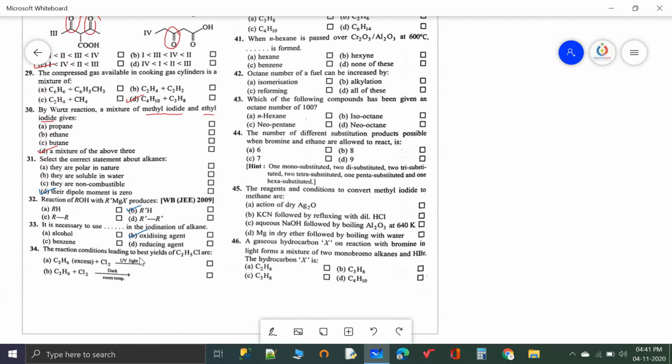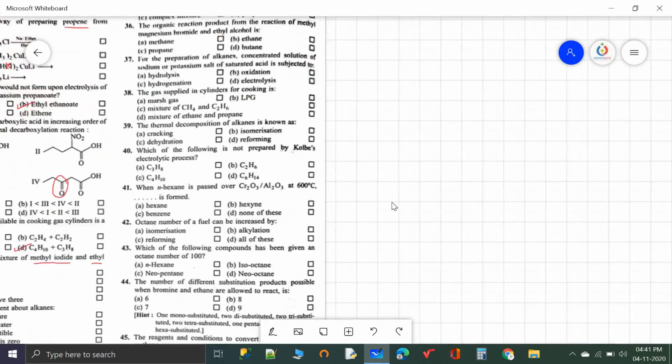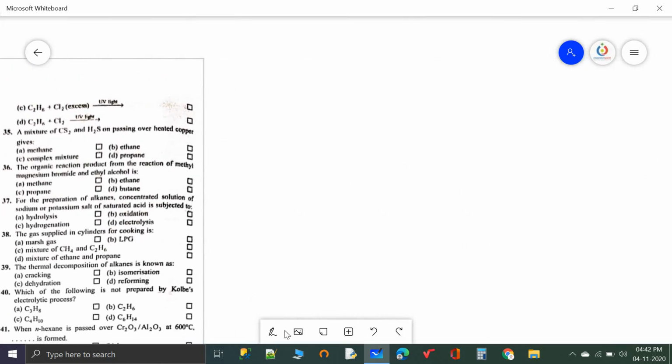The reaction condition leading to the best yield of C2H5Cl are: alkane in excess and chlorine in limited amount always gives the best product. If chlorine is in excess, no, here this is not possible. Why? Because in dark condition, the chlorination reaction does not happen. B is ruled out. So let us see C and D also.